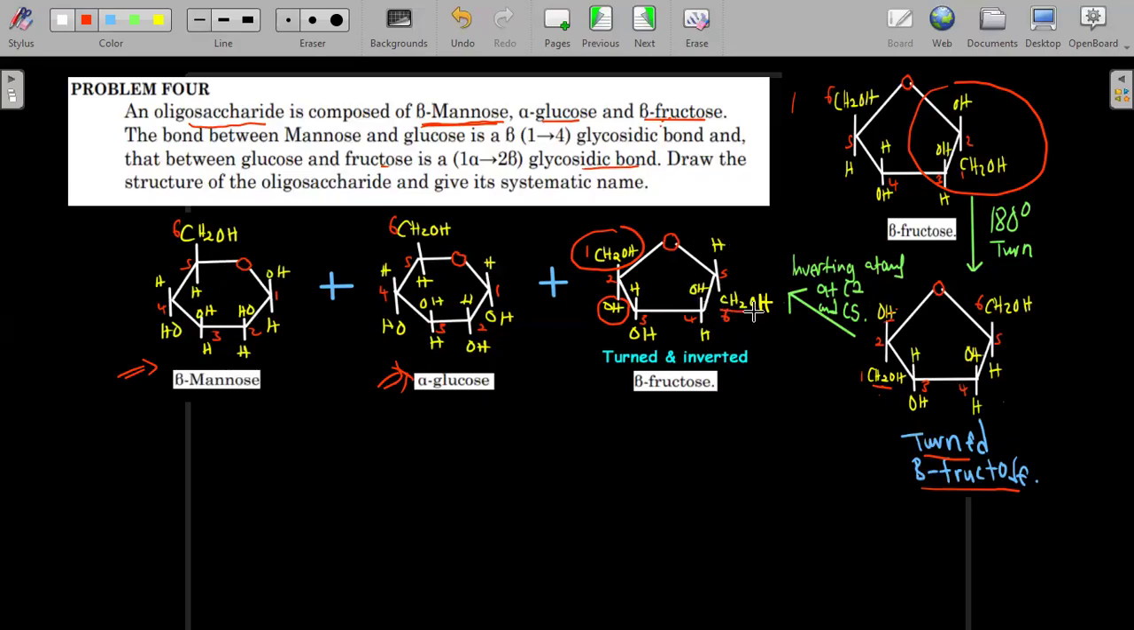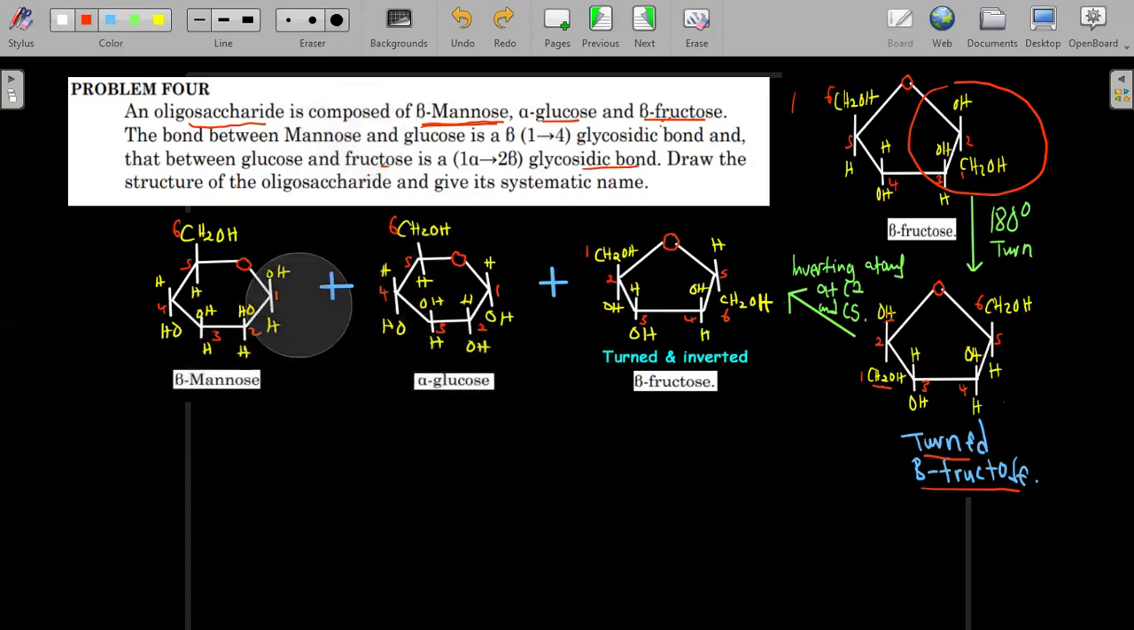Okay, so this CH2OH has gone up, and then this H is now down there. I mean, this CH2OH, which was up, has gone down. And then this H here has gone up there. So that's what we mean by inverting atoms at carbon 2 and carbon number 5. Once you do all that, what you are going to get now is a turned and inverted beta fructose, which will have the carbon 2 at the position where we want it to be.